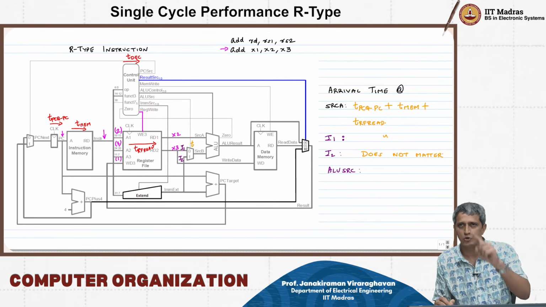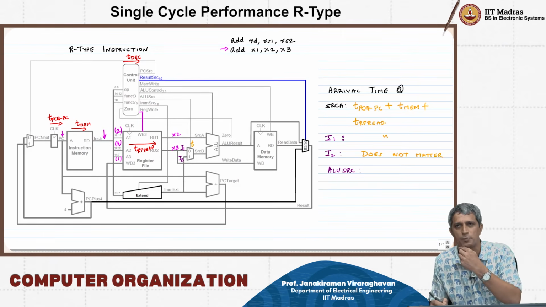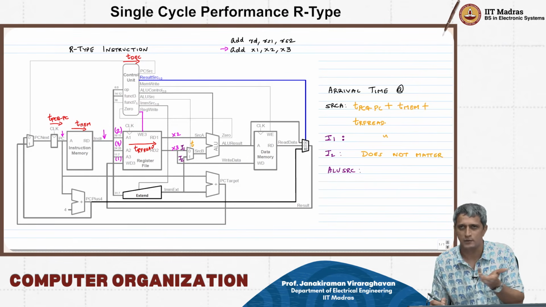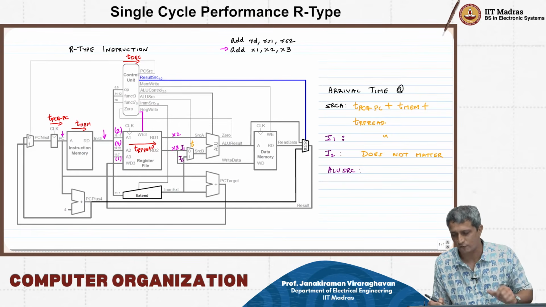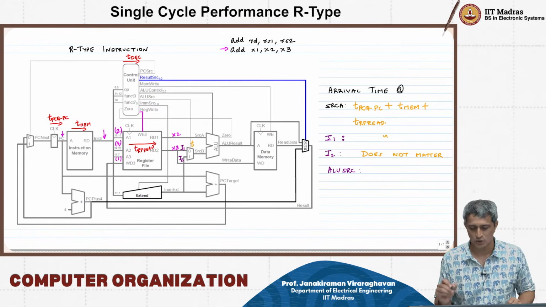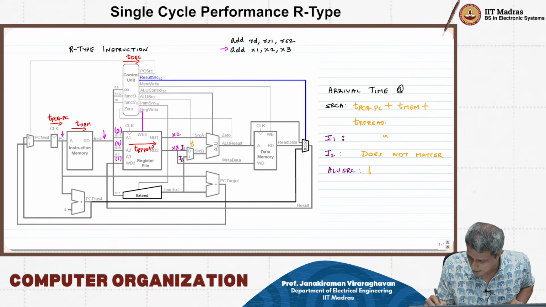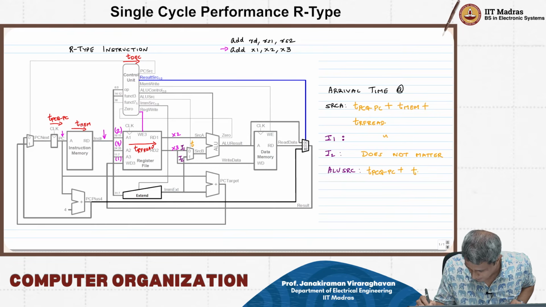Why? Because ALU source is 0, and therefore it's only that path that we need to worry about. That's the delay that matters in this case. ALU source, on the other hand, is available after TPCQ of PC plus TMEM plus T decode.